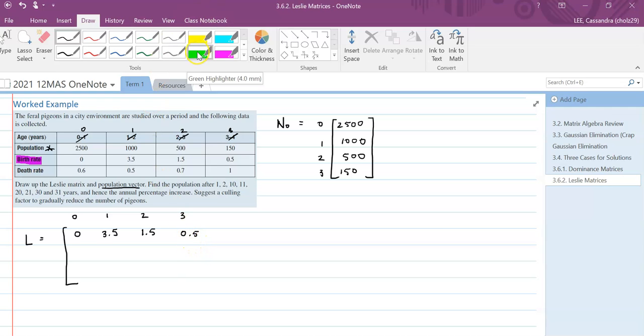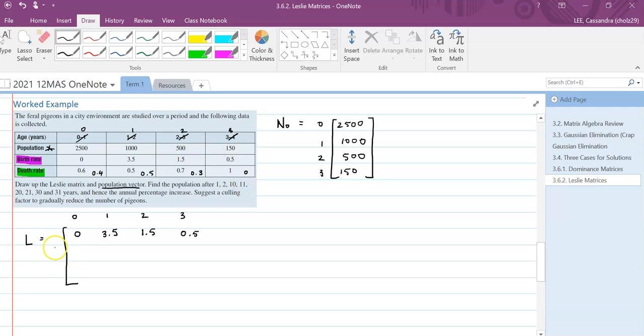Next, what we're going to do is have a look at our survival rate. Now here we can see our death rate, not our survival rate, so the survival rate must be whatever is left over. Proportionally speaking, this is going to be about 40% or 0.4. Survival rate for our 1-year-olds is 0.5, 0.3 for our 2-year-olds, and our survival rate for our 3-year-olds is 0. So what that means is they won't move up into that next age bracket.